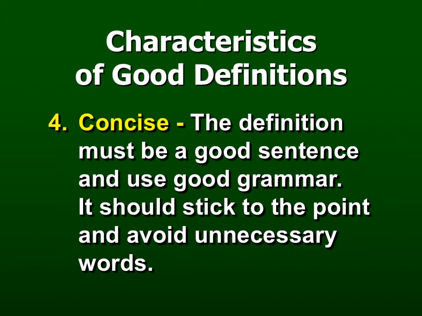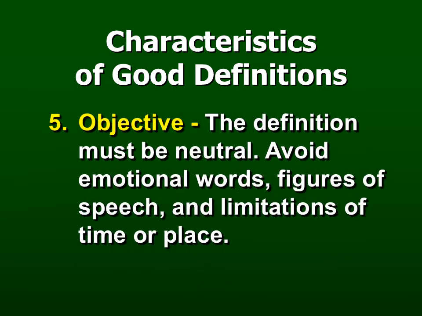All right, the next characteristic is concise, and that means that you need to have good grammar, it needs to stick to the point, and it needs to avoid unnecessary words. And the last characteristic of a good definition is objective. So this is all about being neutral, not being biased, no emotional words like love or hate, no figures of speech, and no limitations of time or place.